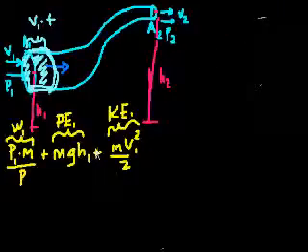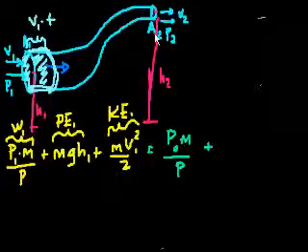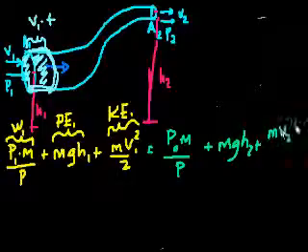So this is going to be equal to the same thing on the output side, right? So this is going to be equal to the work out, so that'll be the output pressure times the mass divided by the density, plus the output potential energy, which will just be mgh2, plus the outbound kinetic energy, which would be m v2 squared divided by 2.